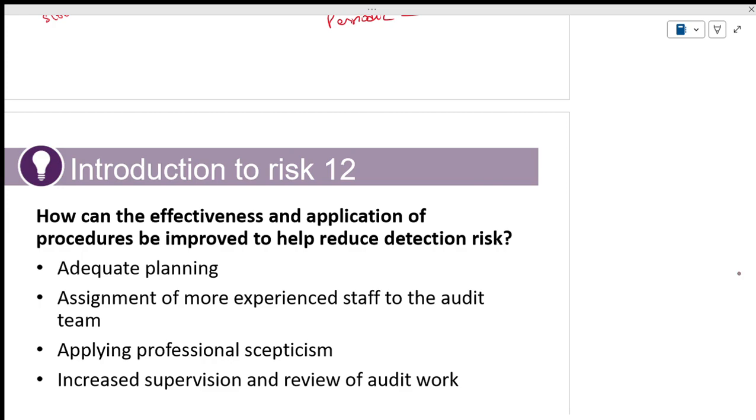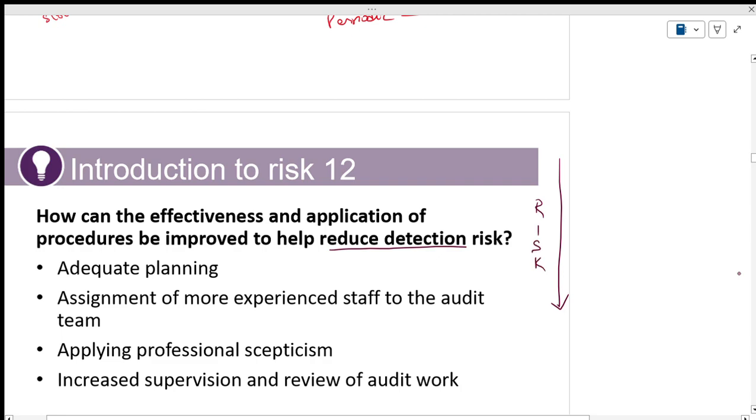How can the effectiveness and application of procedures be improved to reduce detection risk? This is where the application will happen. This is what we are doing. There will be a risk. We cannot say the risk will be 0. We are here only to minimize it, or to reduce it.